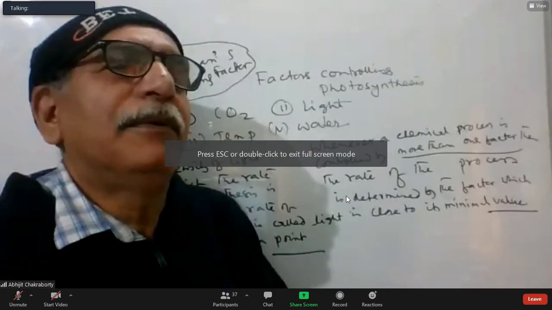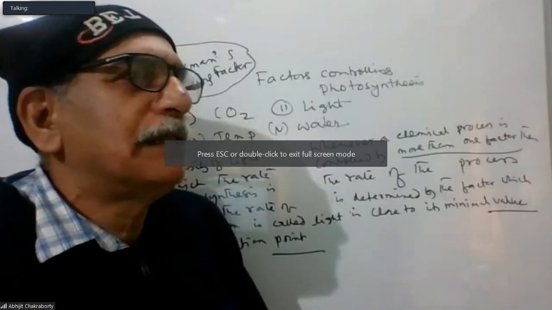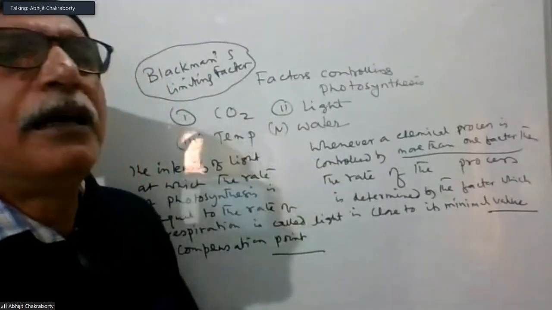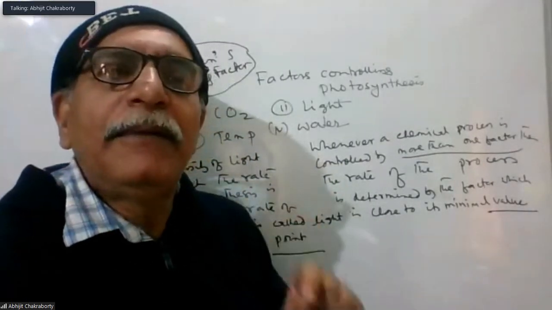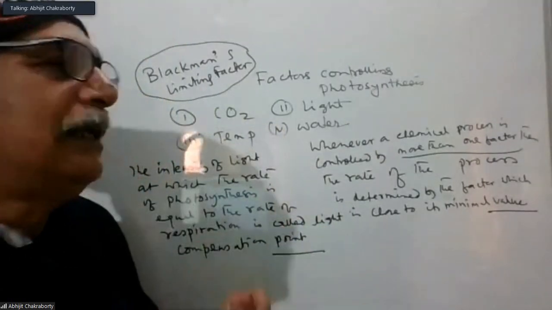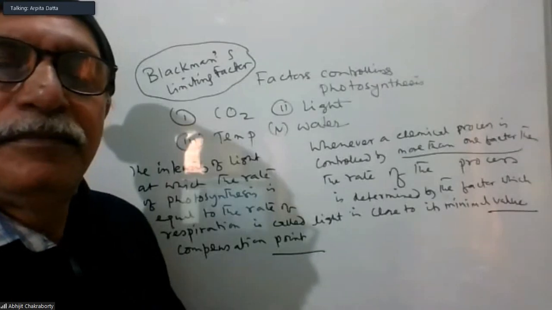When the concentration of carbon dioxide is less, with the increase in the concentration of carbon dioxide, the rate of photosynthesis increases. Then CO2 should be the limiting factor. So the limiting factor is not a constant one; it varies. Clear? Yes, sir.